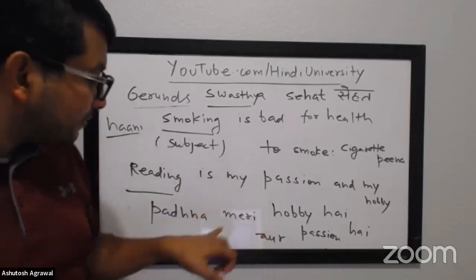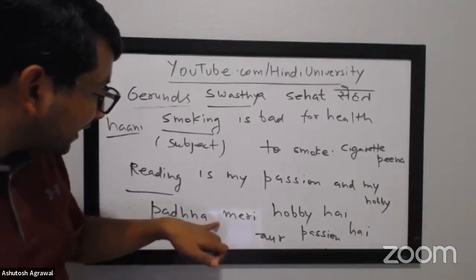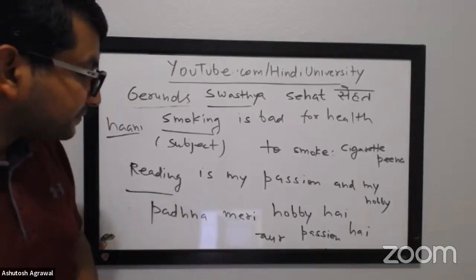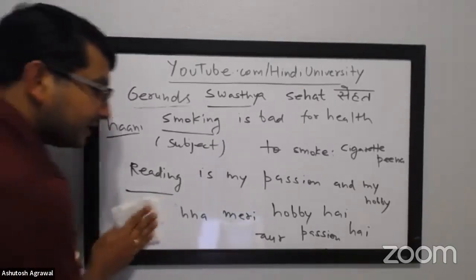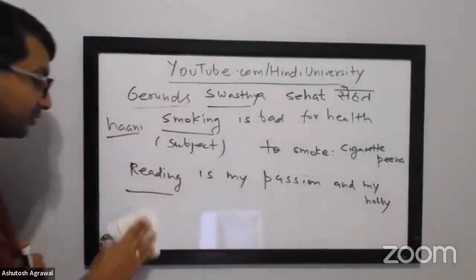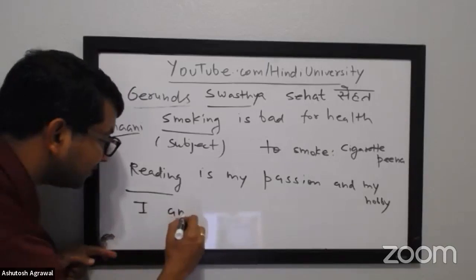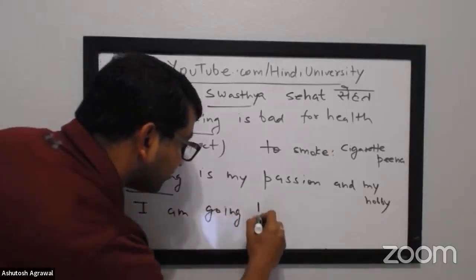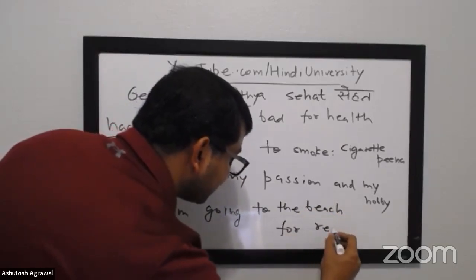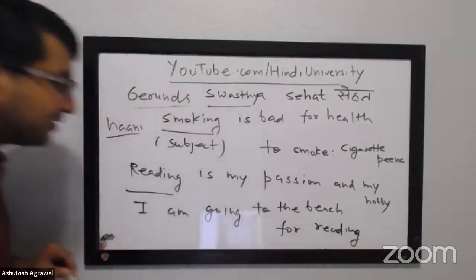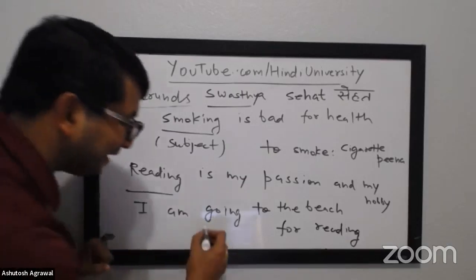Right now we're still on case number one, where there's nothing after that, as in no new grammatical concept is coming after. Let's say she's saying reading is my passion. The next level would be, I'm going to the beach for reading. The next sentence she would have said is, I am going to the beach for reading. What is the verb here? Going, very good. To go.